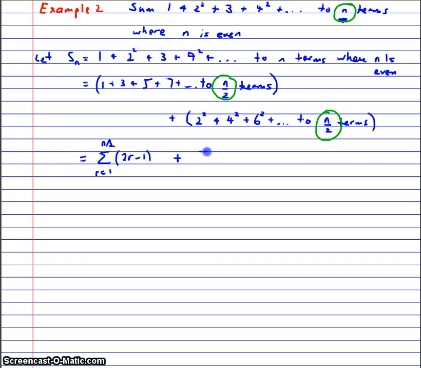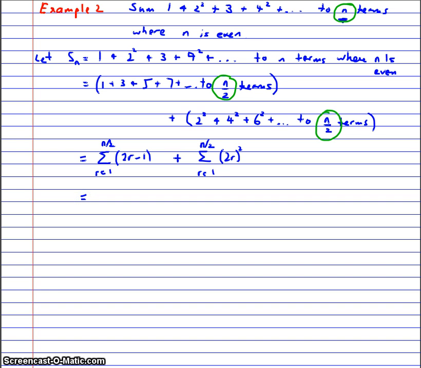The second series, to n over 2, r equals 1, and we can see that it's going to be 2r squared, because the base here, 2, 4, 6, and so on, it increases by 2 each time, so we know it's got to be 2r, but the whole thing is raised to that power, so it's 2r all to the power of 2.